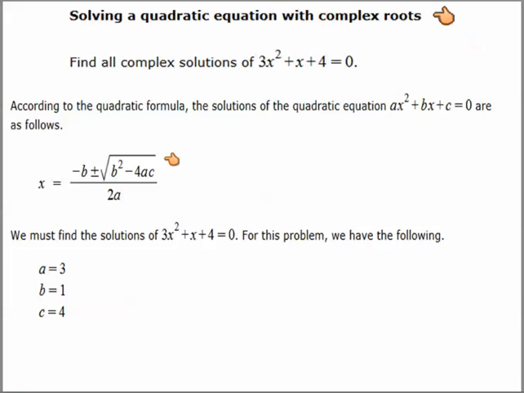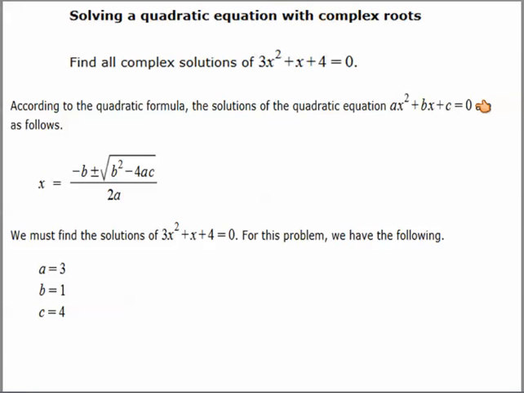Hello, today we're going to review how to solve a quadratic equation with complex roots. So they provide us with the following equation: 3x² + x + 4 = 0. Now in order to use the quadratic formula, which we have written here, we need to make sure that our equation is written in standard form, which is ax² + bx + c = 0.